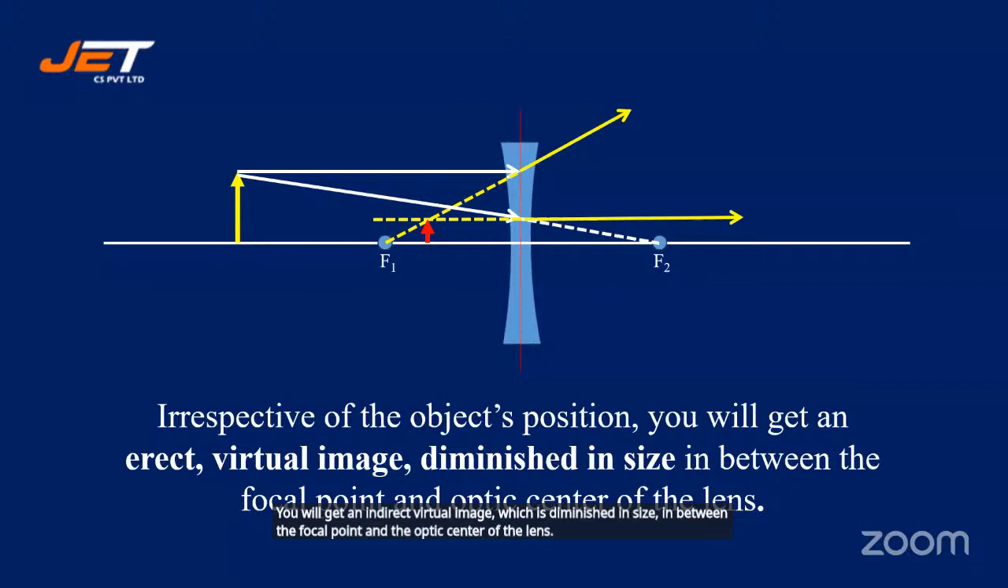For a concave lens, there is only one case. It is always between the optic center and the focal point. The image is always between the optic center and the focal point. Geometry children. Object can be anywhere. But the image lies between the optic center and the focal point, F1, the front focal point.